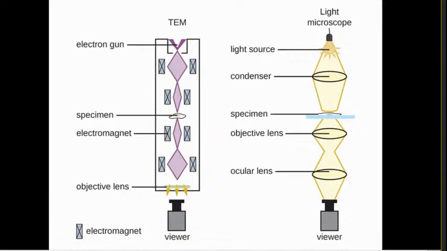In the TEM, we have the electron gun. This electron gun produces the electrons. The electrons pass through the copper grid, through the walls, and to the specimen. The specimen image is developed through the electromagnetic field. That electromagnetic image is observed by the objective lens, which helps develop the image and produce it for the viewer.